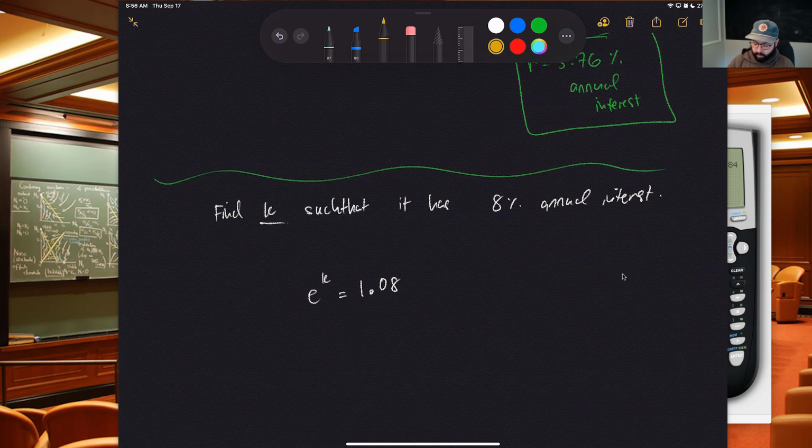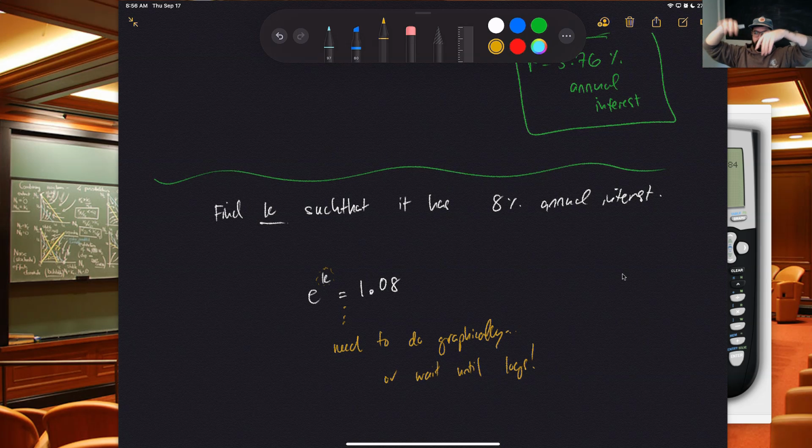Well, here what are we doing? We're trying to solve for the input of an exponential function, that exponent. We can't do this algebraically, so we need to do it graphically, or wait until we have logarithms. Okay, so I wouldn't want you to be using this now in this unit or on this test, but you'd be able to solve this graphically, right? You can plot in e to the x and find where it hits 1.08 and get a graphical approximation.